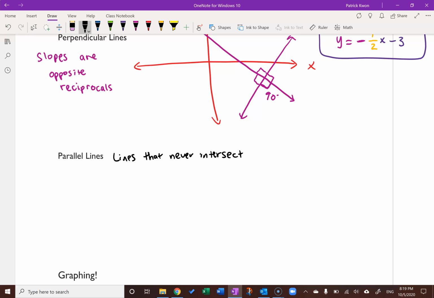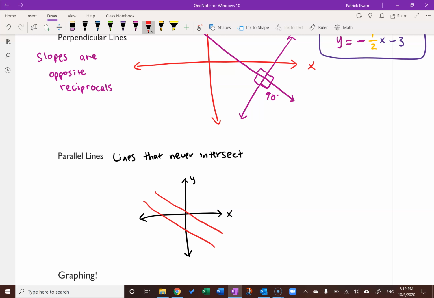So if I were to sketch a quick example of that, here is my y-axis, here is my x-axis, and if I drew two lines, for example, one going like that and one going like that, note that they're going to go on in both directions forever, and they will never cross or intersect. And so this, what I have drawn, is an example of two parallel lines.